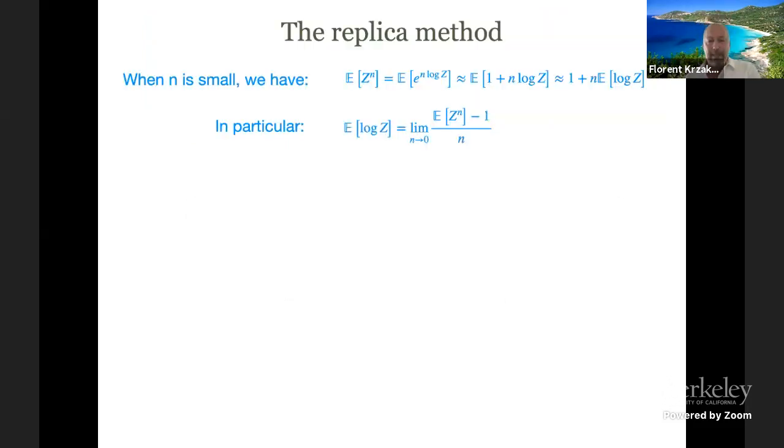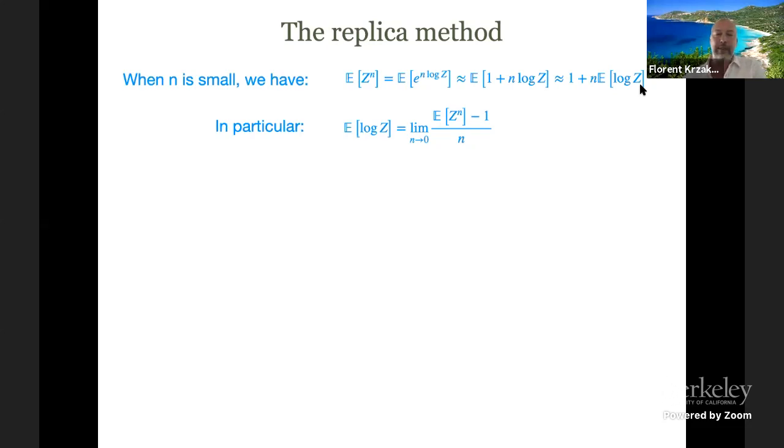So the idea is extremely simple, and you might even say trivial. And in fact, the mathematical difficulty comes here directly. So here is a trick. When n is very small, close to 0, the expectation of z to the n is equal to the expectation of e to the n log z. But if n is small, you can Taylor expand, and it's 1 plus n log z. And so the expectation of z to the n is 1 plus n times the expectation of log z.